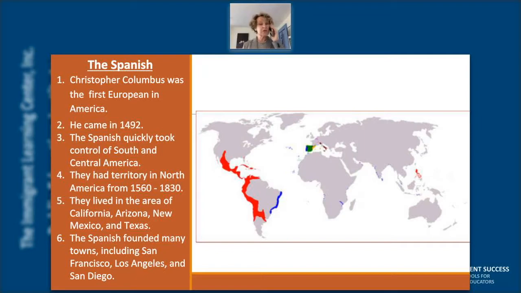They had territory in North America from 1560 to 1830. And they lived in the area of California, Arizona, New Mexico, and Texas. The Spanish founded many towns, including San Francisco, Los Angeles, and San Diego. So this was a chance for us to see, oh, here's another naming tradition. There's another group of people who came in and gave names to the land that we share and live with together today.